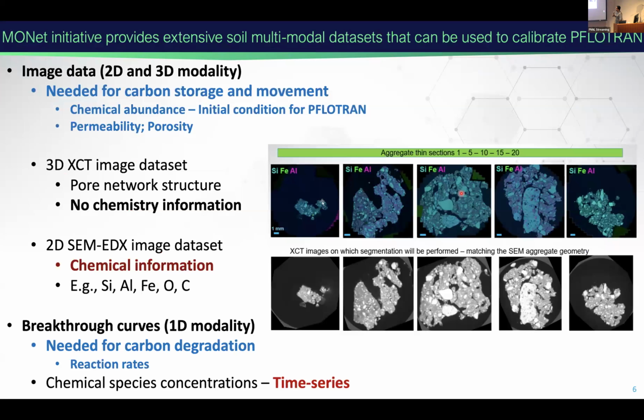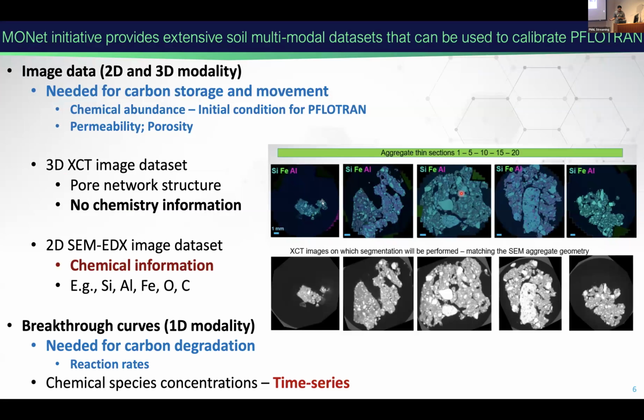So what do we mean by modality? In the previous talks, as you discussed more on the imaging, you have 2D and 3D modalities. By 2D modality, we mean SEM-EDX. So you slice the sample, you get the chemical information, and use that information to transfer that to an XCT. So XCT is a 3D modality. You have a stack of 2D images that line up into a 3D modality.